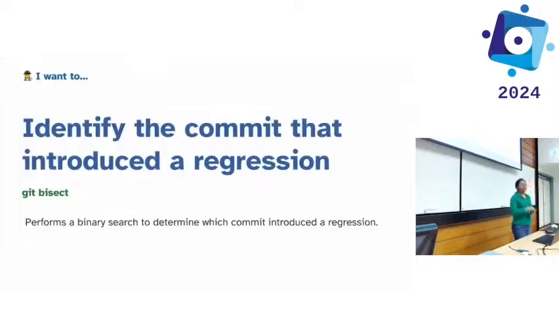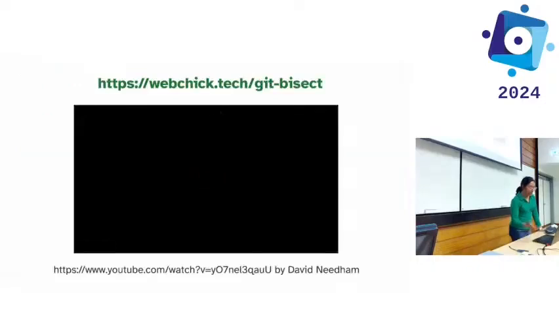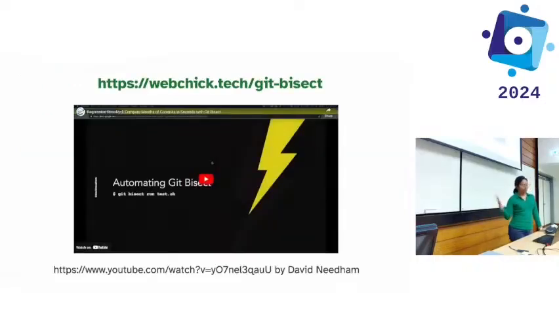If I want to identify the commit that introduced a regression, we can use git bisect, which performs a binary search to determine which commit introduced a regression. If you want to know more about how to use this command, here you have the article.